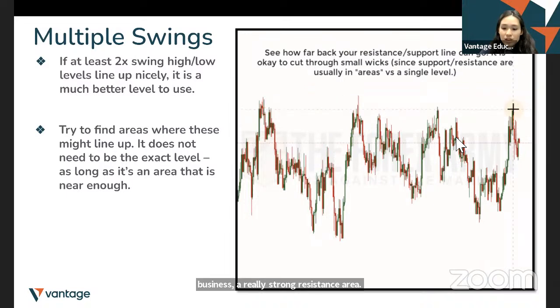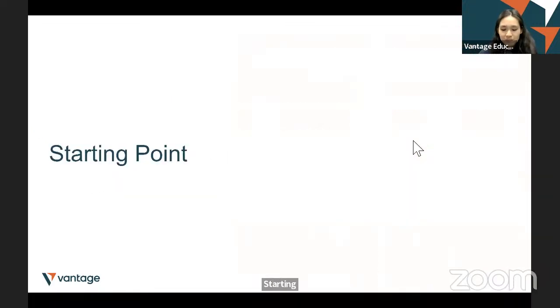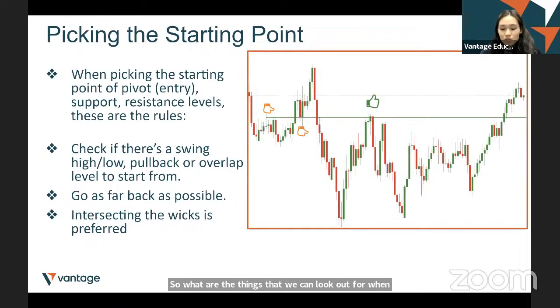Okay, so now let's take a look at starting points. Now that we know how to identify significant swings and use them for support and resistance levels, what are the things that we can look out for when inputting support or resistance level? So firstly, we'll look at starting points. So when picking the starting point of pivot or entry, you want to look at a few rules.